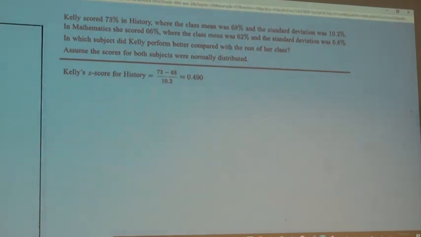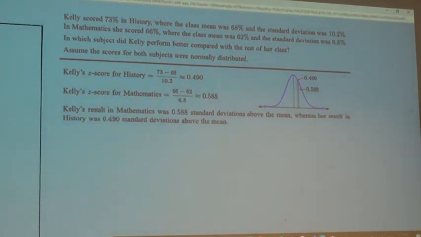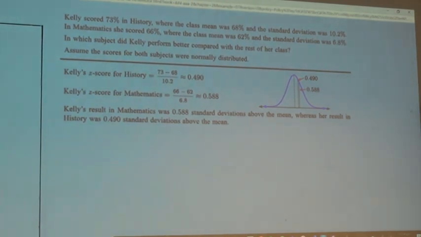In mathematics, the student scored 66%, the class mean was 62%, and the standard deviation was 6.8%. We substitute these values into the z-score formula. Their z-score for mathematics is about 0.588. In mathematics, the student's result was 0.588 standard deviations above the mean, but in history, the student's result was only 0.490 standard deviations above the mean. So, the student's result in mathematics was better compared with the rest of the class, even though the result was lower. Does that make sense?